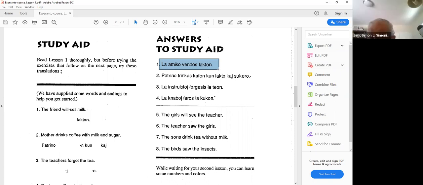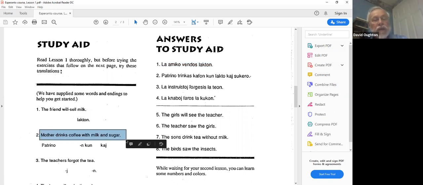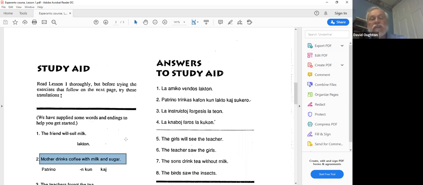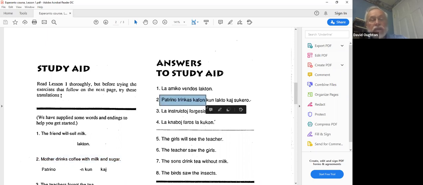Okay? Okay. Then go to the second sentence on the left. Mother drinks coffee with milk and sugar. So father is patro. So mother is patrino. Remember, we put the I-N for the feminine before the O. And then a drink is trink with a T sound. And coffee is kafo. So that is the object. That's what she is drinking. So the subject of the sentence is mother, but it doesn't say the mother, it just says mother. So patrino trinkas, because she's drinking right now in the present. Kafo is coffee, but we need an N on the end because it's the object.